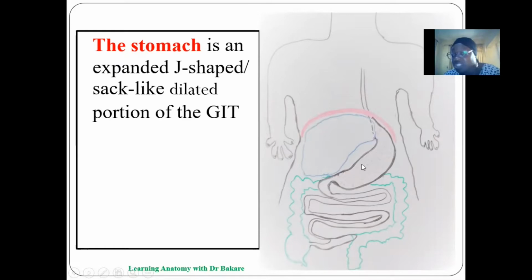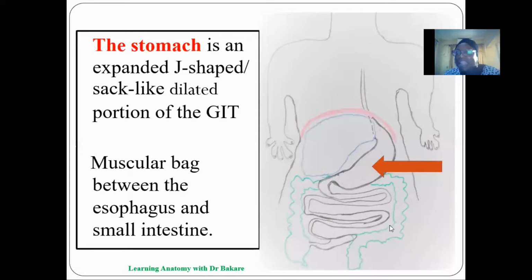And this is the region of the stomach before you now have the continuation of the GI tract down, where the stomach becomes continuous as the duodenum, the jejunum, and the ileum. Then we have the large intestine, then the rectum, and finally the anal canal, which opens to the external environment. So this is the region of the stomach.